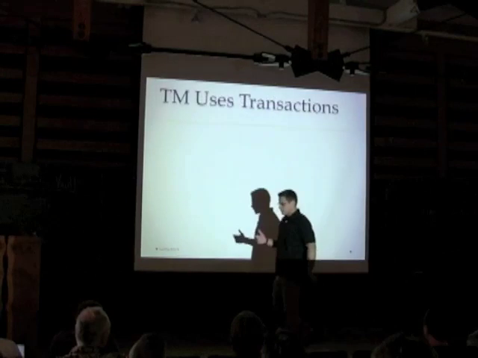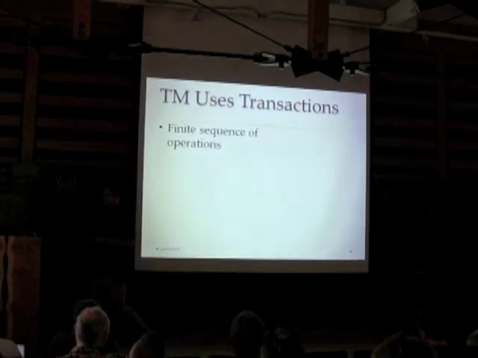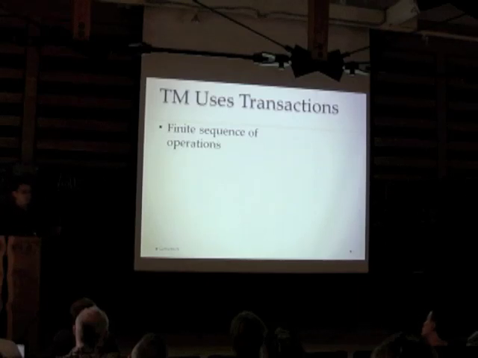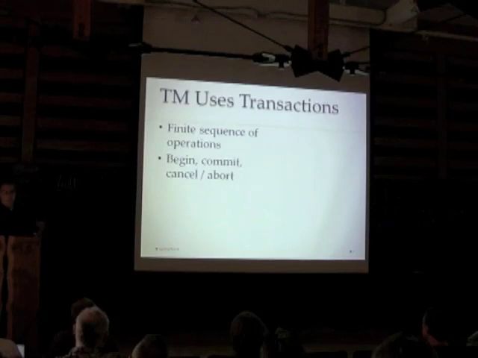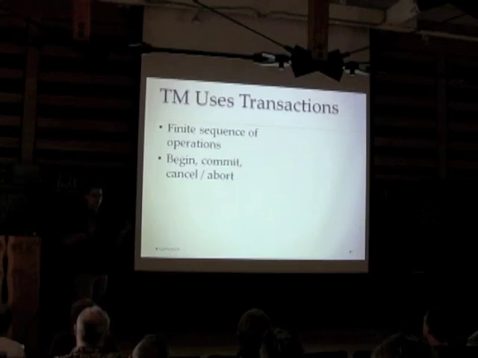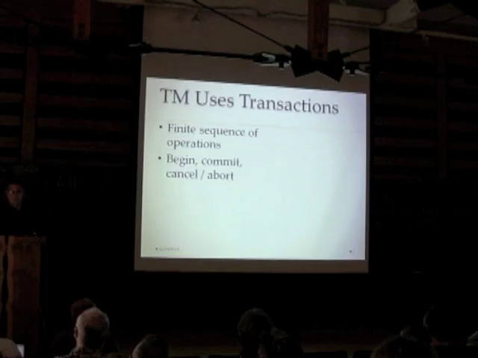Transactional memory uses transactions, and the transactions are essentially just a finite sequence of operations, a block of code, and they usually have a begin, a commit, and then a cancel and abort. Now, this is not always the case. There are certain cases where these things may not actually be present. In particular, the cancel and abort. We'll talk about that later, about how there are some transactions that actually cannot be aborted.